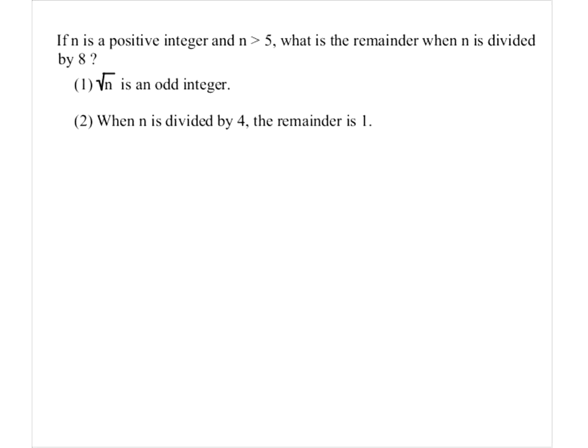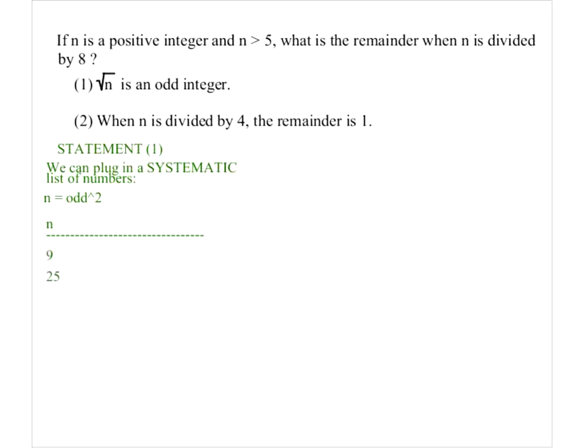So let's go through this. Let's do statement 1 first. In this case, this is a systematic list of numbers we can plug in. Because what does this mean? If the square root of n is an odd integer, this means that n is an odd integer squared. So it's very easy to come up with a systematic list of possible n's. So n could be 9, it could be 25, it could be 49, it could be 81, it could be 121, it could be 169, etc. This is a lot of plug-ins, but you guys get the idea. You make a smiley face if you understand where this list comes from.